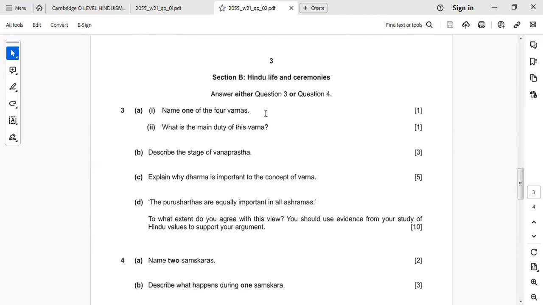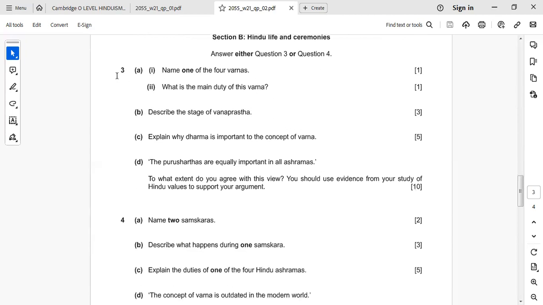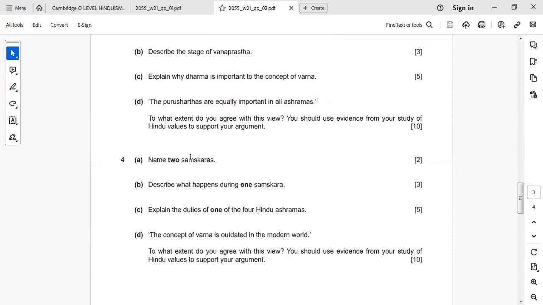Paper 2, section B, questions 3 and 4. Answer either question 3 or 4. Question 3, you have Varnas, Ashrama, Varna, Purushartha, and Ashram together. Question number 4, you have Sanskar, Ashram, Varna.